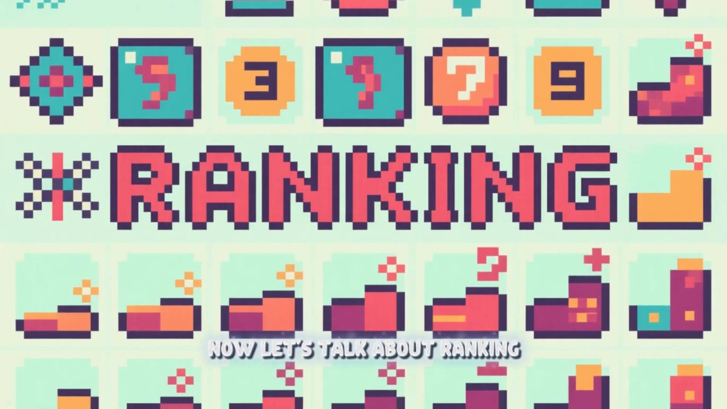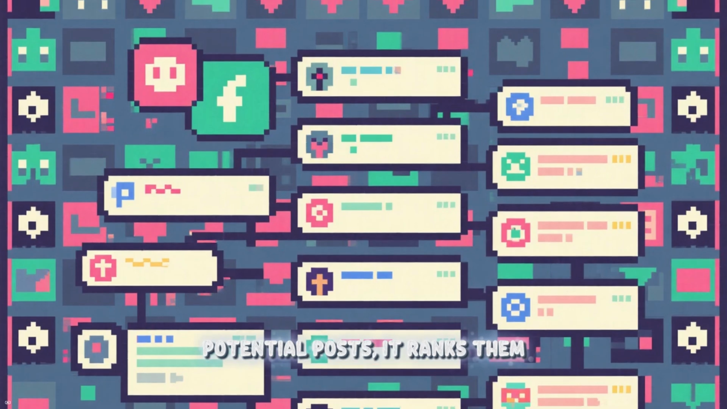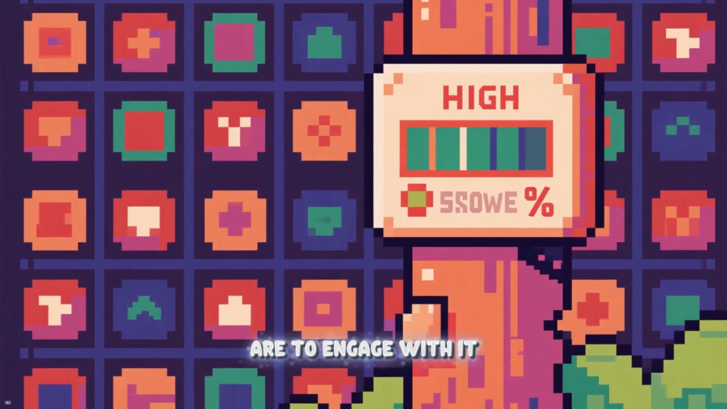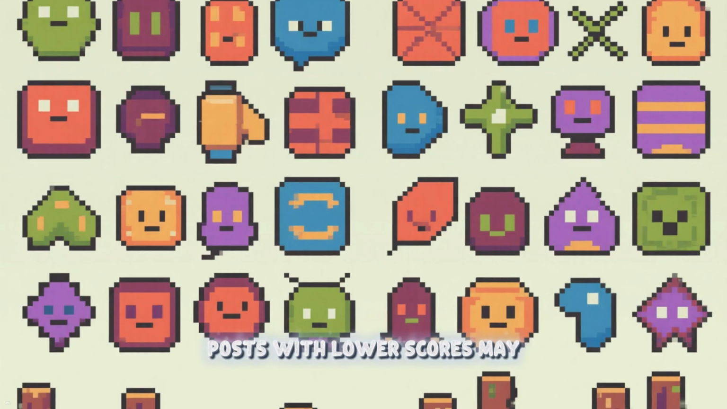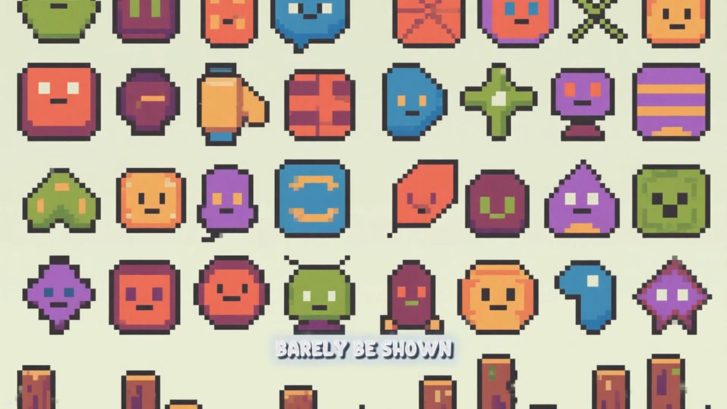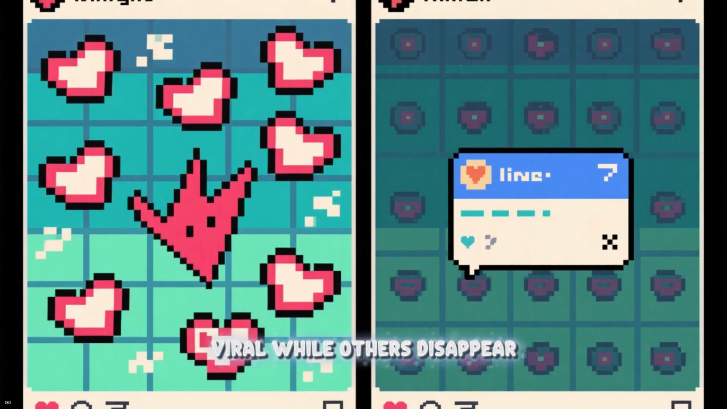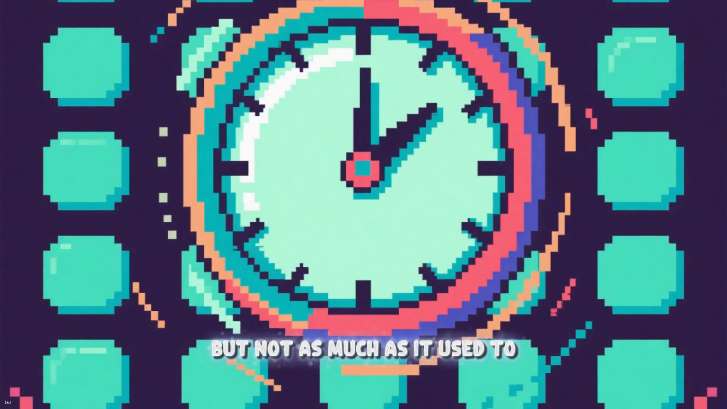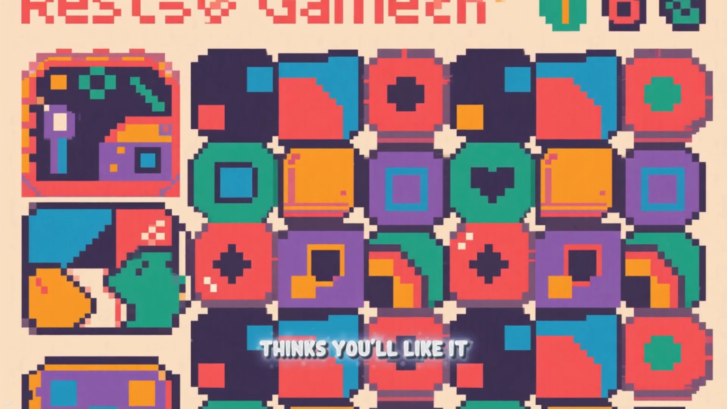Now let's talk about ranking. Once the algorithm gathers potential posts, it ranks them. Each post is given a score based on how likely you are to engage with it. Posts with higher scores move to the top of your feed. Posts with lower scores may barely be shown or not shown at all. This is why some posts go viral while others disappear. Timing still matters, but not as much as it used to. A post from 2 days ago can still appear if the algorithm thinks you'll like it.